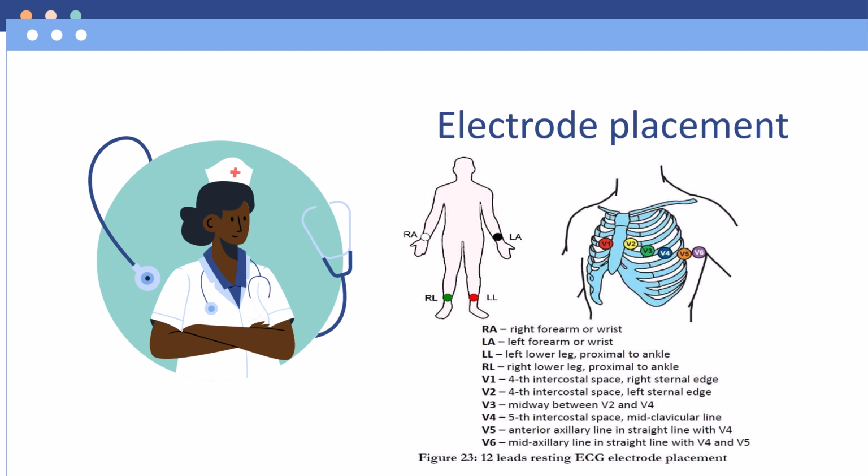V2 on the left side. V2 will be in the fourth intercostal space at the left sternal edge. V3 will be, but what we do generally is we place V4 first. V4 is in the fifth intercostal space, or you can call it the mid-clavicular line. Once we place V4, we place V3 in between V2 and V4. It's easier to know that. And V5 is on the anterior axillary line, it will come perpendicular down with V4, and V6 is on the mid-axillary line. You can just place it perpendicularly down towards your axilla. Okay.